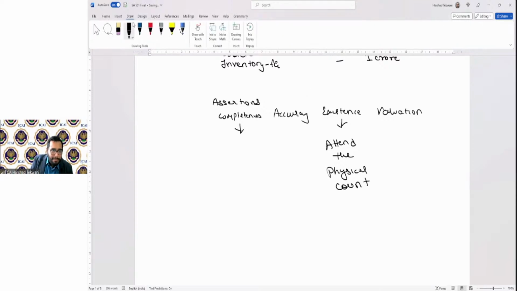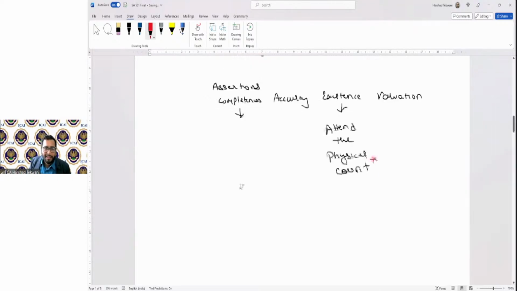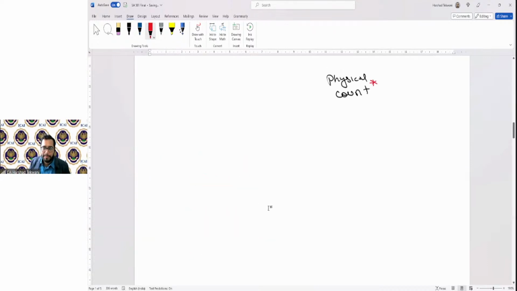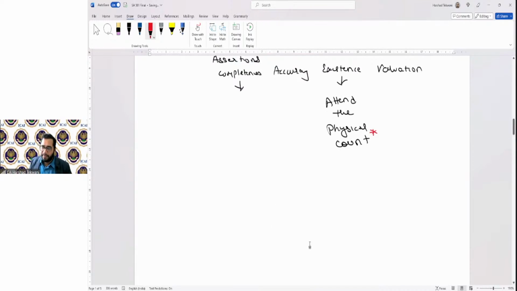Unless impracticable, star mark, and the star mark says way below, unless conditions apply. So you need to attend physical count. Okay, fine. Now what will you do by attending physical count? We need to do something when we go to the physical count. We cannot just go to the physical count, they are counting, and I am attending the count and sitting on the chair. No, I need to perform something.